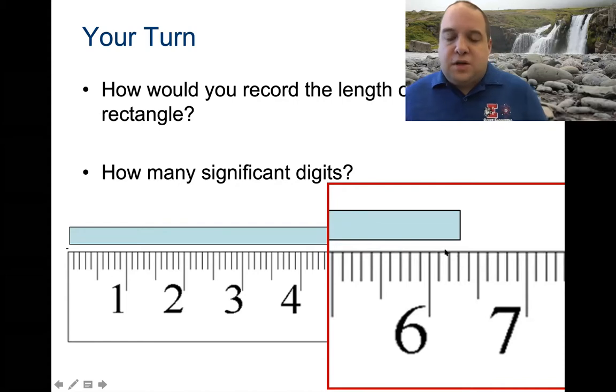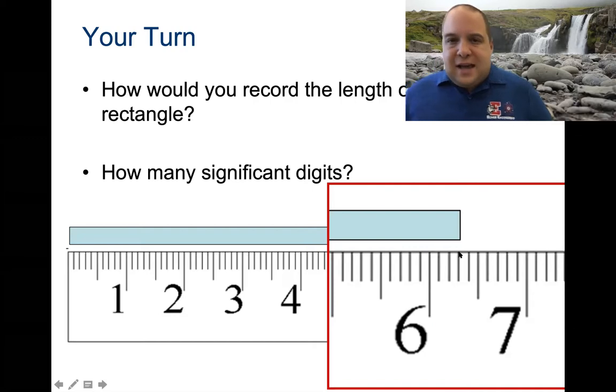Okay, now that you've unpaused, we'll discuss it. All right. We take a look at this rectangle. It's coming between 6 and 7, so it's going to be 6 point something. We start counting lines over. That's 1, 2, 3, 6.3.